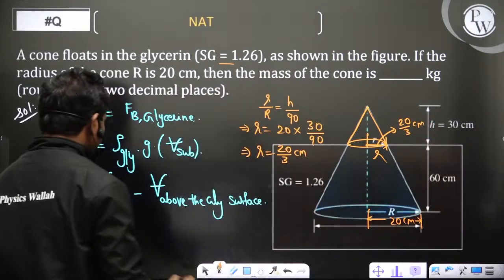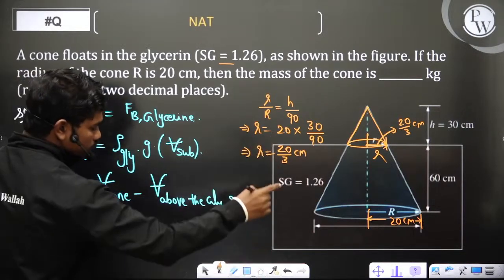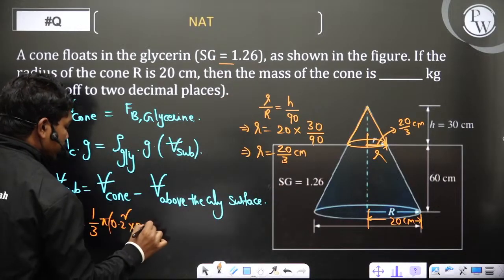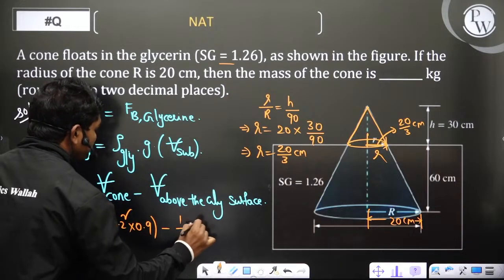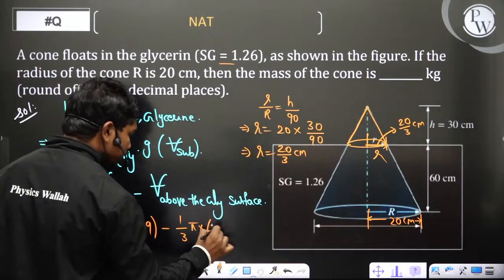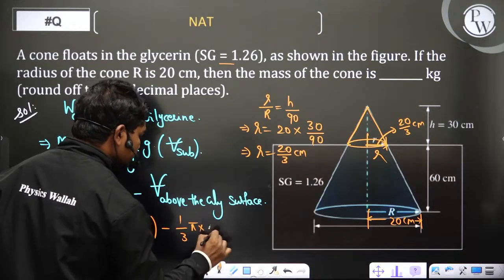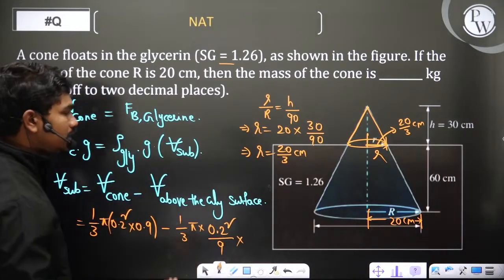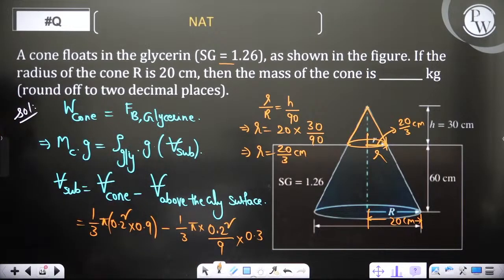Okay. So therefore volume of the cone is 1/3 pi r square h. So 0.2 square into this total h is 90 centimeters, which is 0.9, minus the volume above, which is 1/3 pi r square. So what is r square? 20 by 3, so 0.2 by 3, 0.2 whole square by 9. Because 0.2 by 3 whole square into h, that's 0.3 again. So if you simplify this, then we can get the answer very easily.